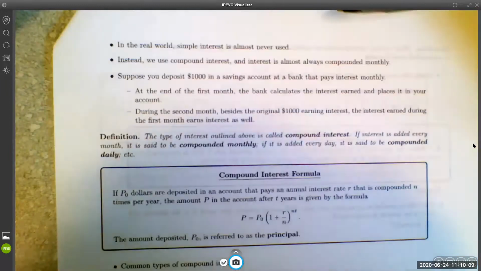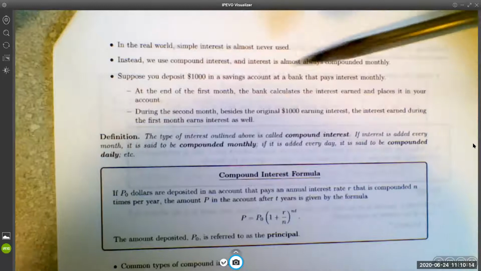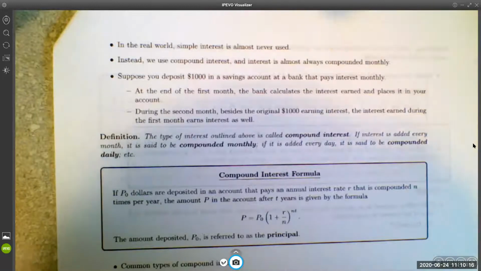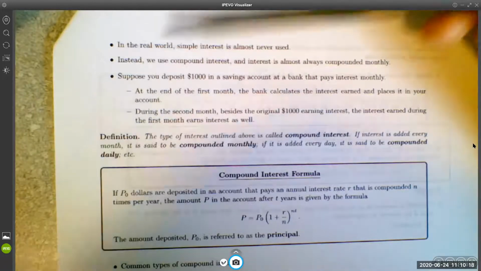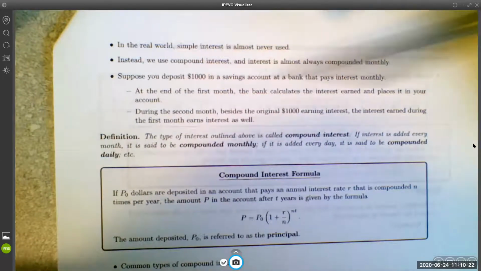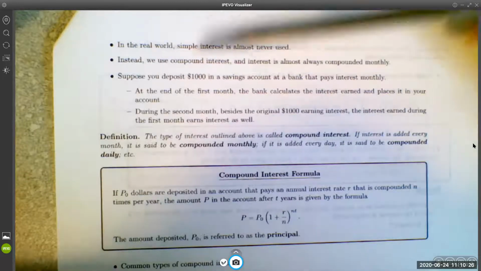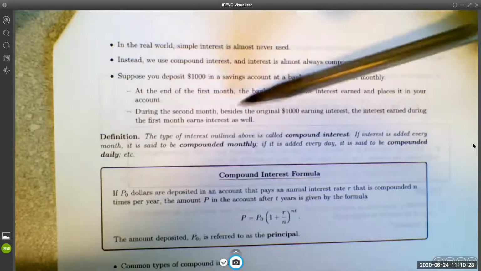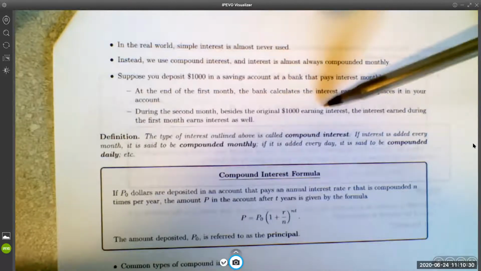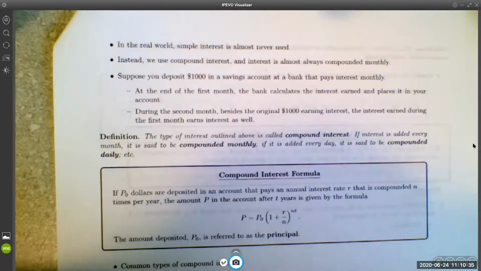So here's how compound interest works. Suppose you deposit $1,000 in a savings account at a bank that pays interest monthly. Most banks do. At the end of the first month, the bank calculates the interest earned and places it in your account, along with the $1,000 that was already there. During the second month, besides the original $1,000 earning interest, the interest earned during the first month earns interest as well. So you're earning interest on your interest.